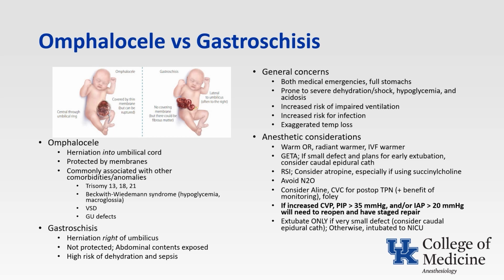And again, as we mentioned with congenital diaphragmatic hernia, when you're trying to reintroduce abdominal contents into an abdomen which has not had those contents, it can severely increase intra-abdominal pressure, which can cause impaired ventilation. So with surgical closure, you need to closely monitor the patient for an increase in central venous pressure, peak inspiratory pressures, especially greater than 35, and or an increased abdominal pressure greater than 20. All of these are signs that surgical closure should be staged, and they should come back another day to close the abdomen.